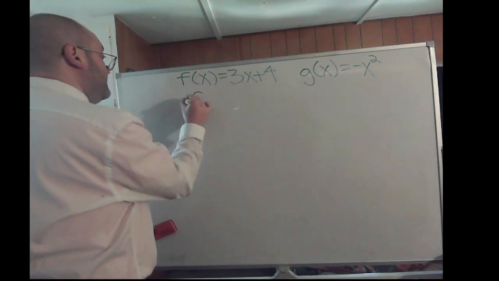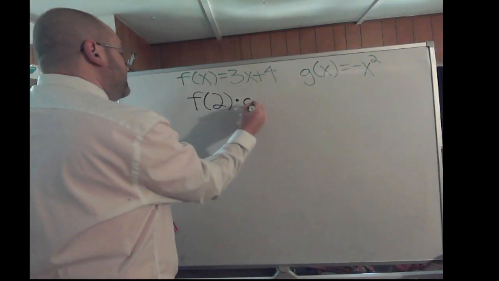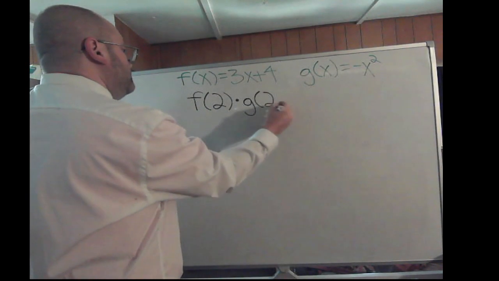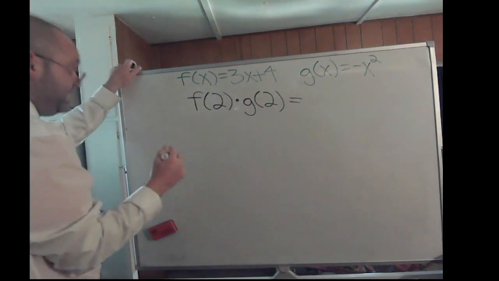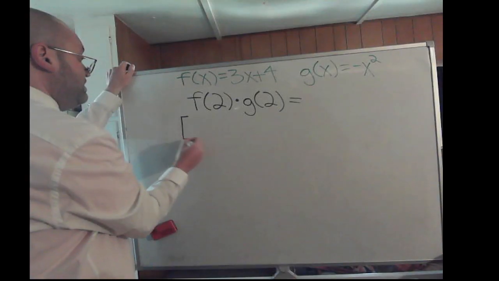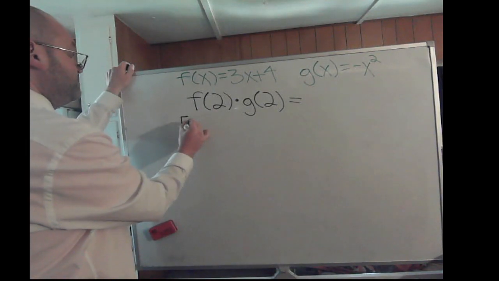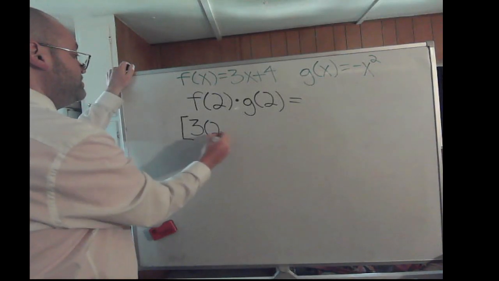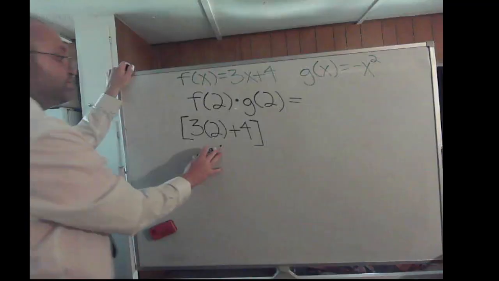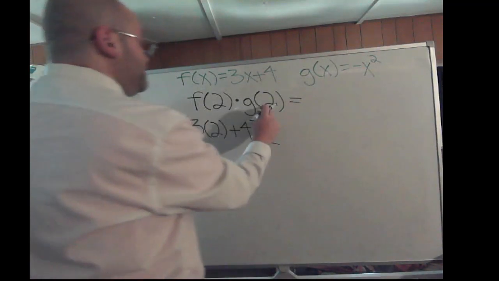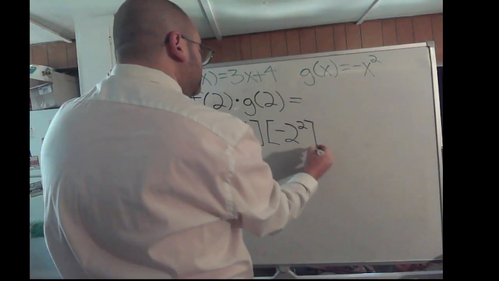This time we have f of 2 times g of 2. Well, again, get your brackets out here. First worry about the f of 2 in the first bracket. So you'll take 3 times 2 plus 4. That's your first bracket times that g of 2 in the second, which would be negative 2 to the second.